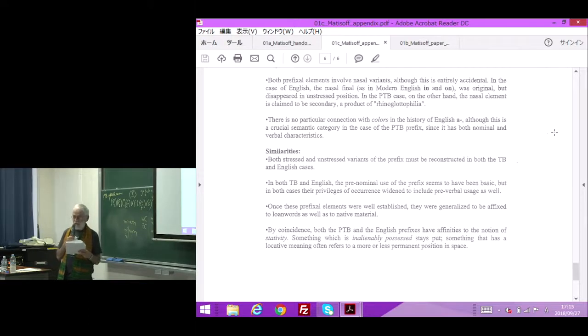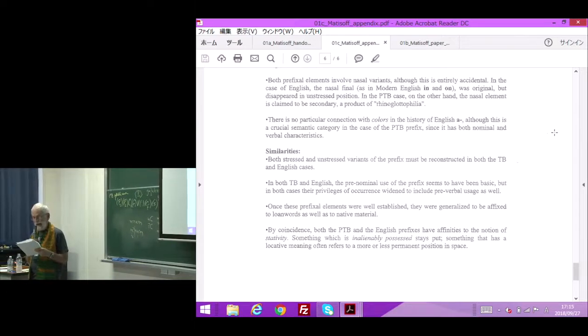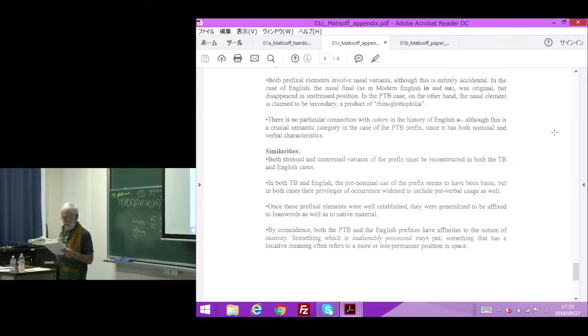Similarities. Both the Tibeto-Burman and the English prefixes have to be reconstructed with stressed and unstressed variants. And in both Tibeto-Burman and English, the pre-nominal use of the prefix seems to have been basic, but in both cases, their usage was widened to include pre-verbal usage as well. And another point they have in common is, once these prefixal elements were well established, they were generalized and could be affixed to loan words as well as to native words. We saw those words from French, which look very much like their native English words.